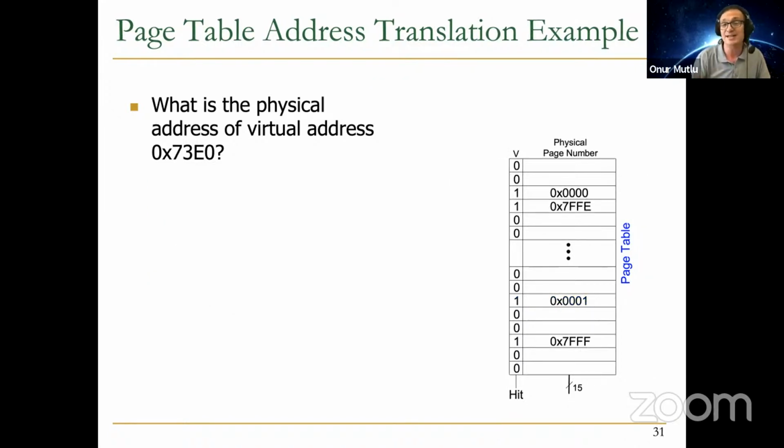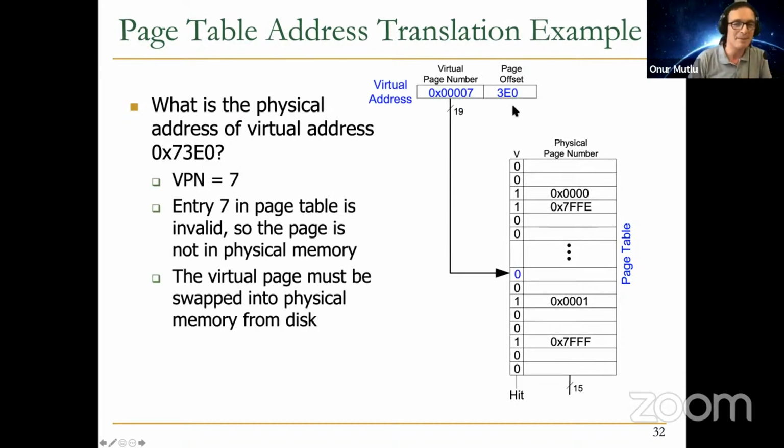Okay, let's take a look at another example in this particular page table again. What is the physical address of this virtual address, 0xF73E0? We do the same thing basically. Chop up the virtual address into page offset and virtual page number. Ignore the page offset for now. That's not going to change during the translation. Virtual page number now we know is 7.